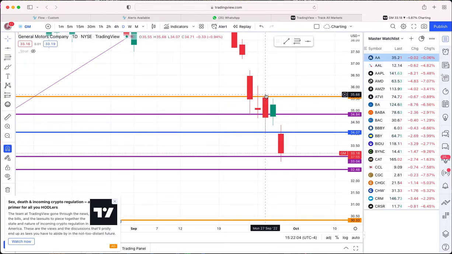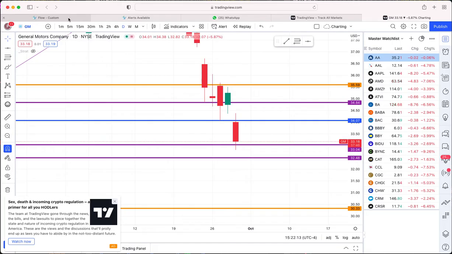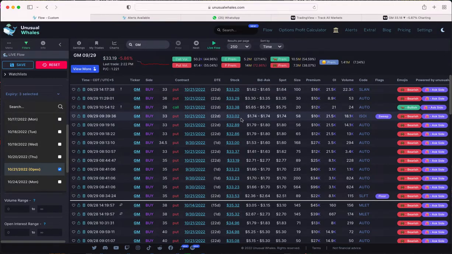So I stayed in. Now here is the most important reason why I stayed in, and I'll be honest with you, I would have gotten out. The most important reason, I'm going to go to Unusual Whales. I use this to monitor the flow. I was looking at the flow that was coming into GM, and everything was bearish, even though it was rallying up. All the longer term expirations were bearish, and I was part of those longer term expirations, 10/21.